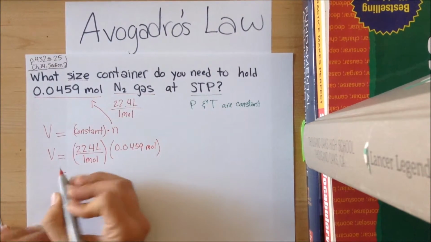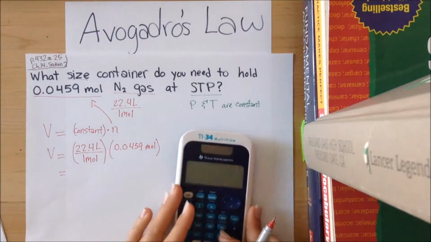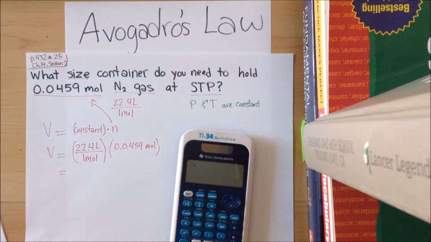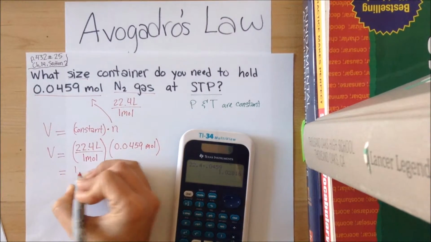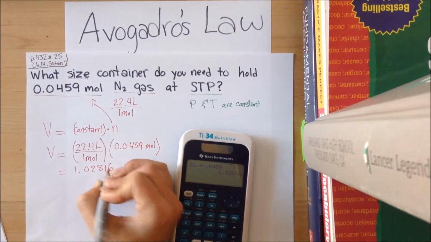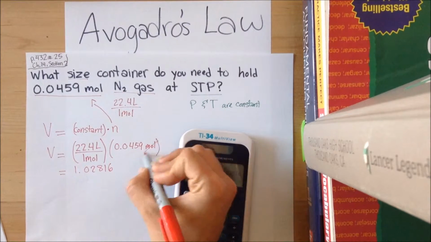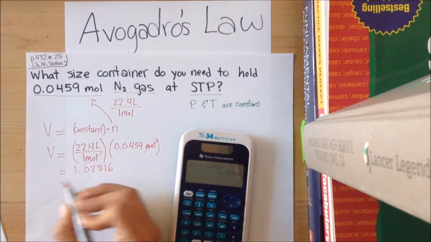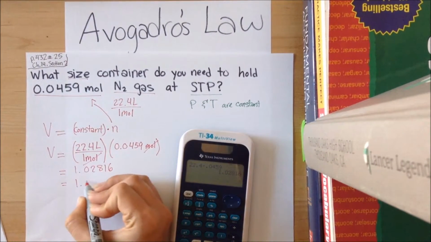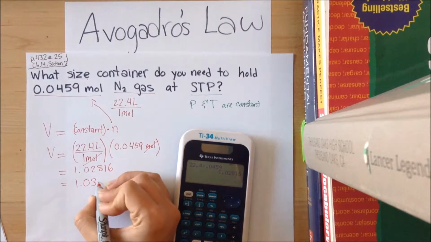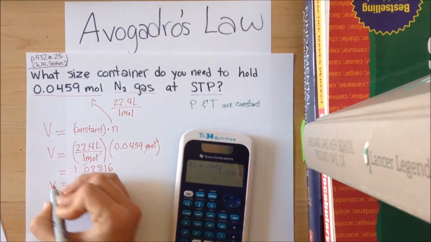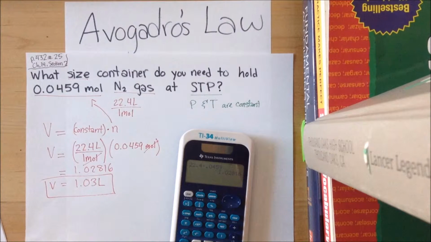Then if you just multiply that out on your calculator, 22.4 times 0.0459, it'll give you 1.02816. And you can also cancel out the moles so you get liters, and with sig figs that will be 1.03 liters. So that's your answer. The volume is 1.03 liters.